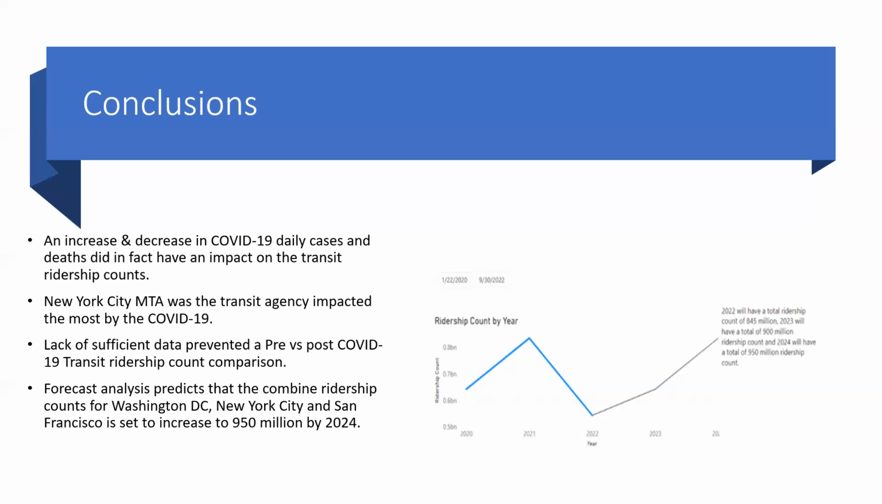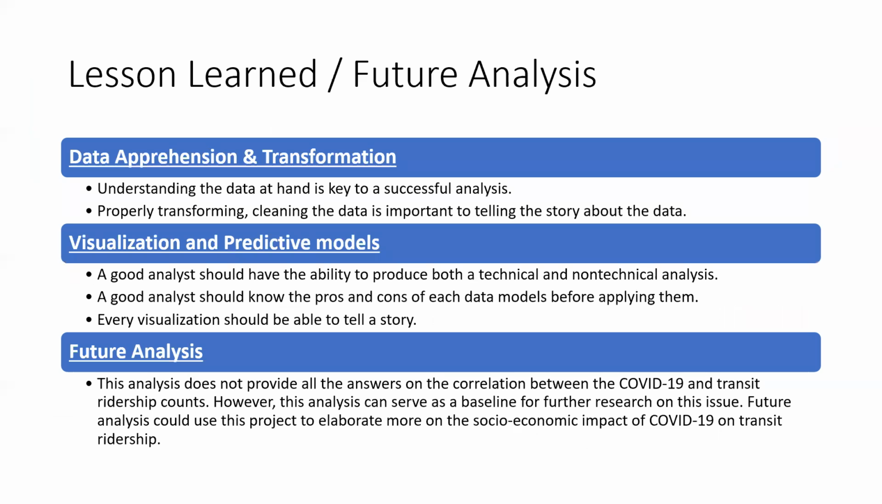And then the third one basically confirms my forecast and analysis that says the combined yearly transit ridership count for each of the 3 cities would increase up to 915 million by 2024. And then lessons learned and future analysis.